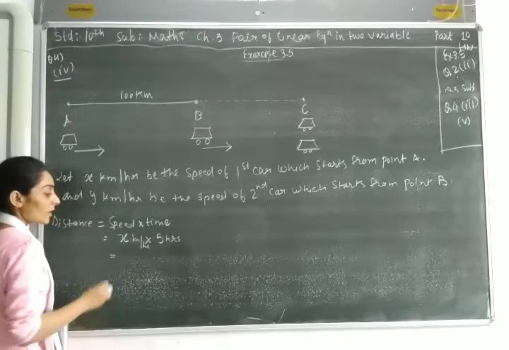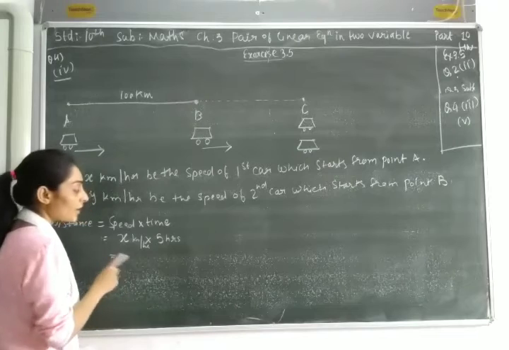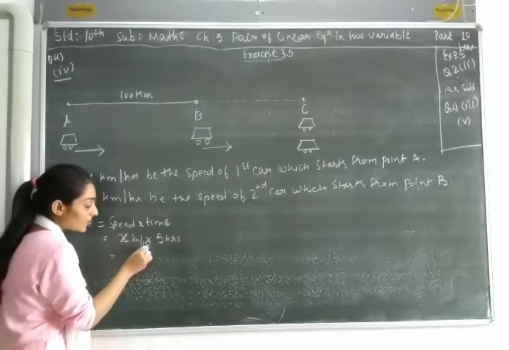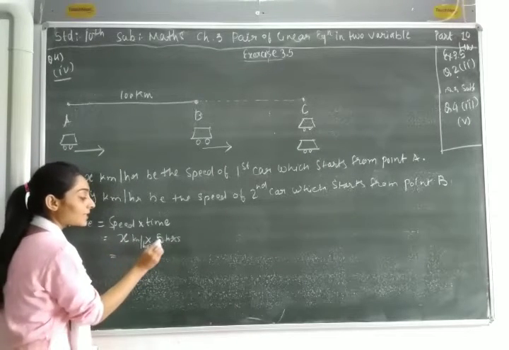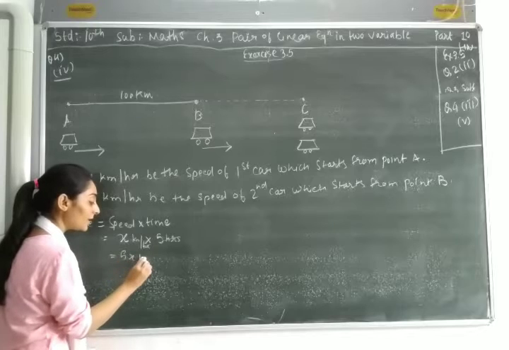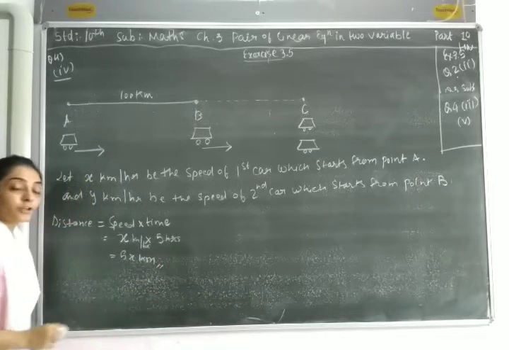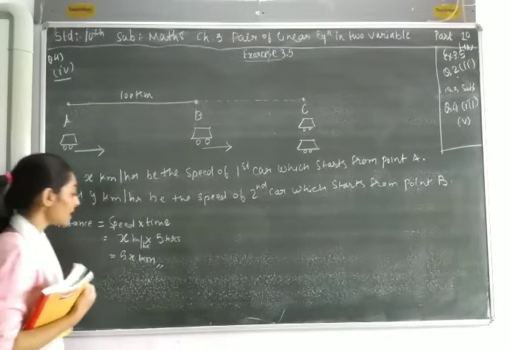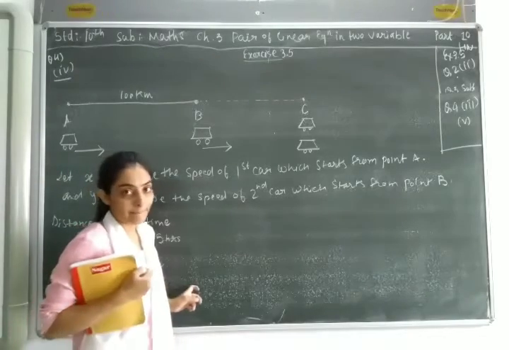So what is the distance over here? What is the distance over here? See, these hours cancel. 5x kilometers is the distance the first car travels.